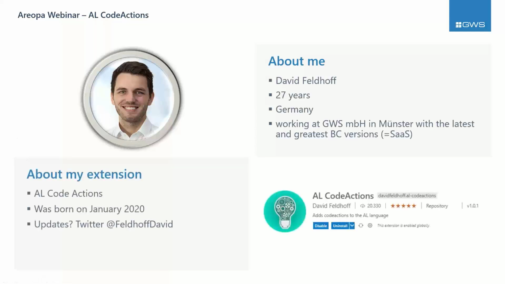And about my extension, it's called AL CodeActions, and that one was born in January 2020, and I try to keep the updates going. So if I make a bigger update, I try to post that on Twitter and inform the other colleagues of the Business Central community. But I also try to keep my changelog of the extension updated. I will show it to you later.